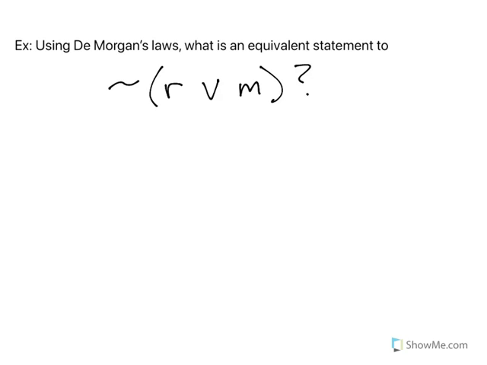Now, how do you use this? Sorry, it took us a bit to get there. But using De Morgan's laws, what's an equivalent statement? Well, notice what you have: a negation on the outside. So we distribute that, not R, not M, and we flip the sign. So instead of having not (R or M), we have not R and not M. And that is an equivalent statement based on De Morgan's laws.